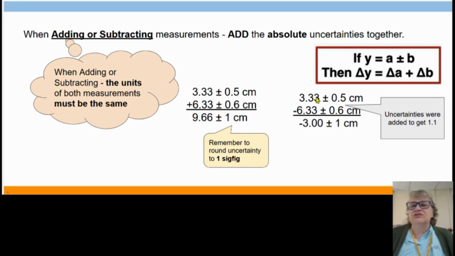Okay, if we're subtracting, you're going to subtract like you normally do, and then instead of subtracting the uncertainties, you're going to add them. So it doesn't matter if you're adding or subtracting, you're going to add the absolutes together.